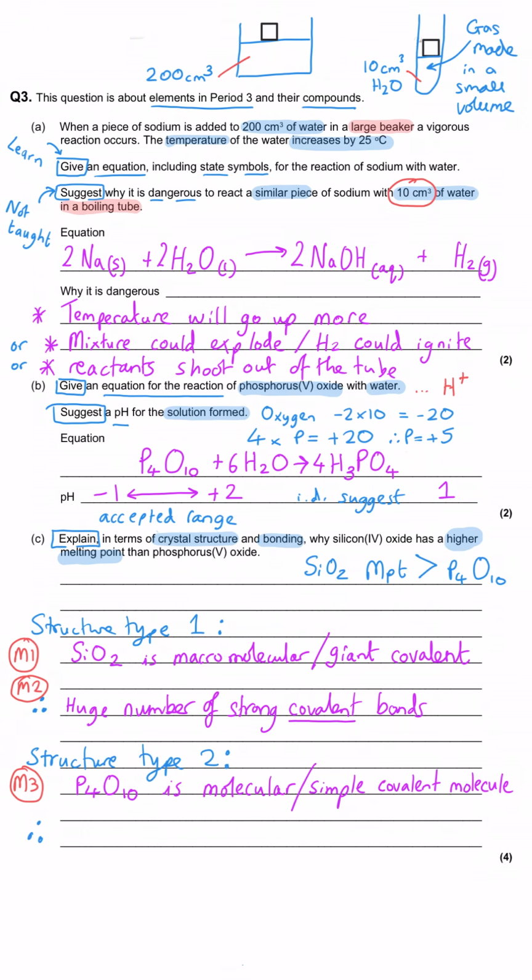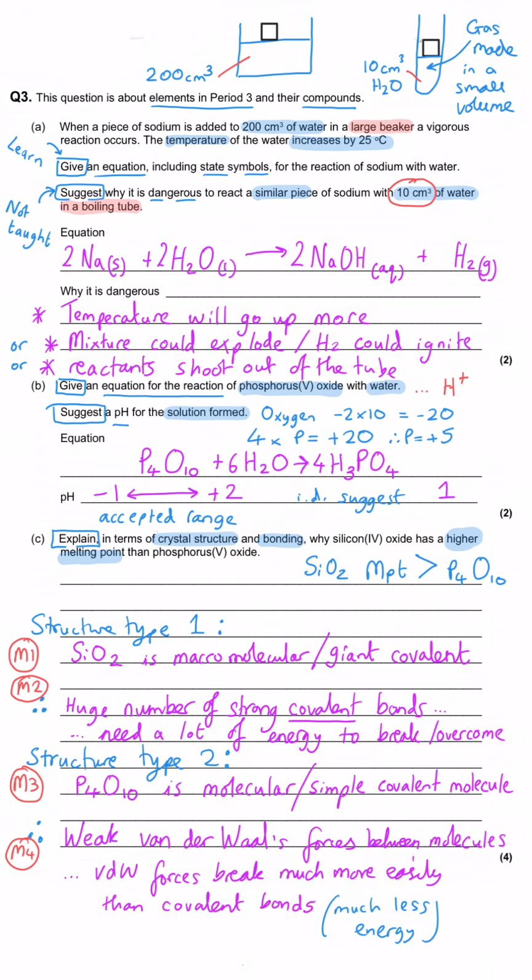And we could also remark that these covalent bonds need a lot of energy to be broken or overcome. Whereas when we're comparing it to phosphorus oxide, these molecules will only have weak forces between them. These forces are going to be van der Waals forces between those molecules, and those forces break very easily and require very little energy to be overcome.